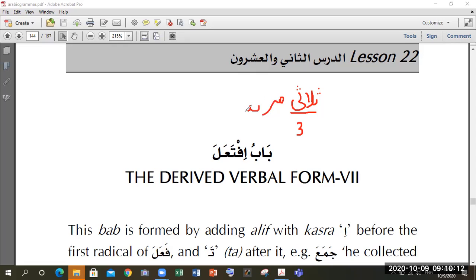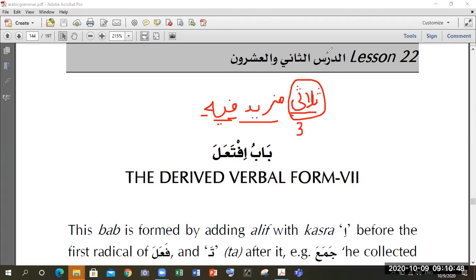Mazid means additional, yani zyada karna, izafa karna. Mazid Fihi. Fihi means in it. Fi means in, and hi means it, in it. Yani there are three main letters, but there is izafa, there is addition in it. The root word is of three letters, but there are prefixes added. Prefixes, suffixes, or infixes, all three are there.